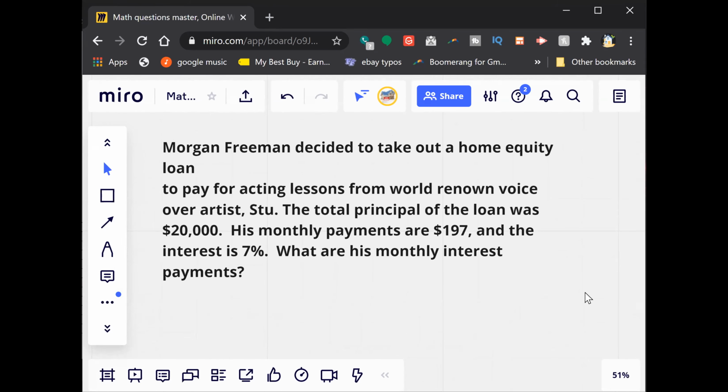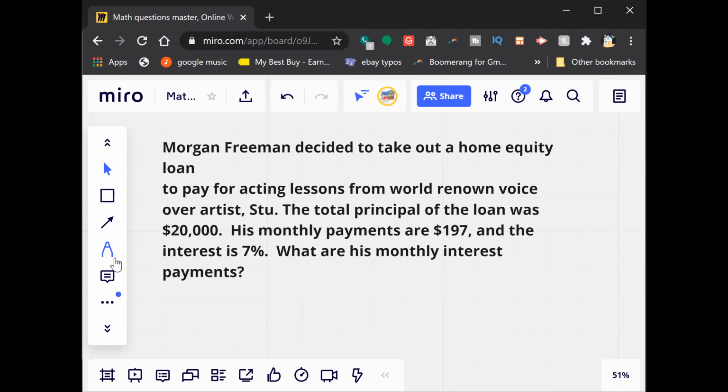This is a fantastic one, and this is a difficult one, and I want you to read this. You ready? Morgan Freeman decided to take out a home equity loan to pay for acting lessons from world-renowned voiceover artist Stu. The total principal of the loan was $20,000. His monthly payments are $197, and the interest is 7%. What are his monthly interest payments? What are we going to do here?